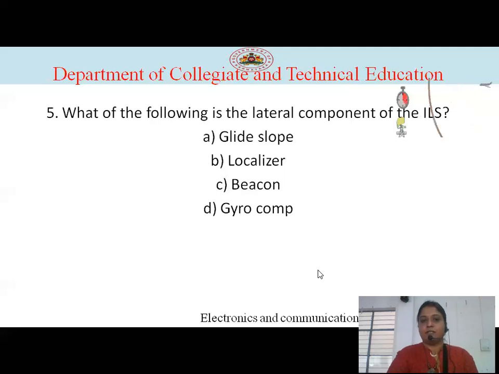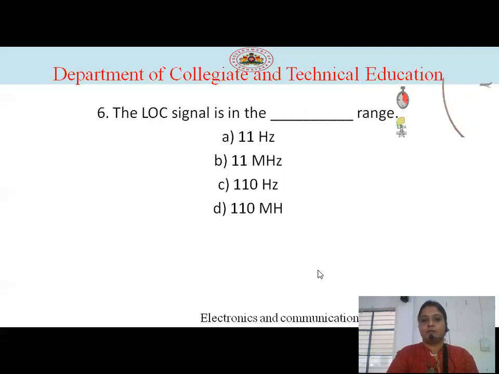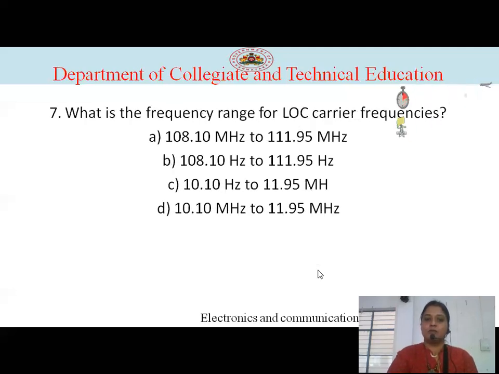Which of the following is the lateral component of the ILS: glide slope, localizer, beacon, or gyro? The lateral, meaning horizontal, component is B, the localizer. It gives the horizontal guidance here. What is the frequency range of LOC carrier frequencies? It is 108 to 111 megahertz here.